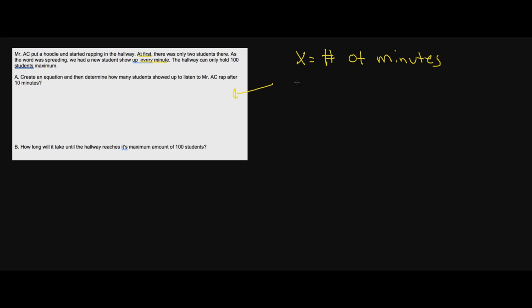Okay. And we'll let y be, well, what's happening every minute? Well, a new student is showing up. So we'll say number of students. If it's helpful, we can define our variables and we're going to get y is equal to, well, how many students have shown up to start with? Well, there was 2 initially, so 2 plus, and then how many is showing up every minute? Well, a new student, so 1, so 1 times x. So we have this equation, y is equal to 2 plus 1x, if you want to do that with a little multiplication. So create an equation, done.